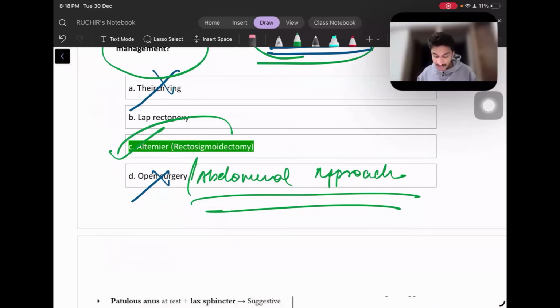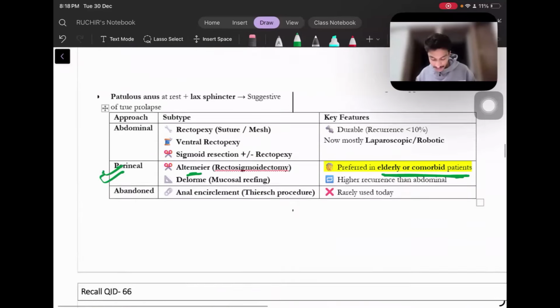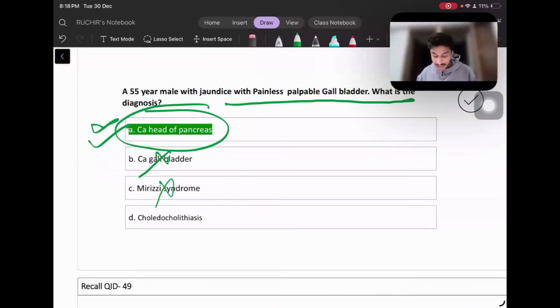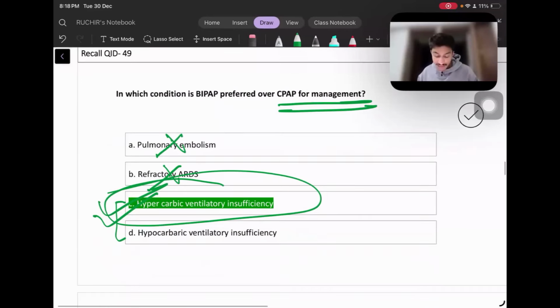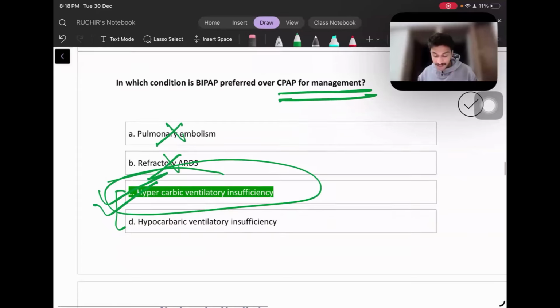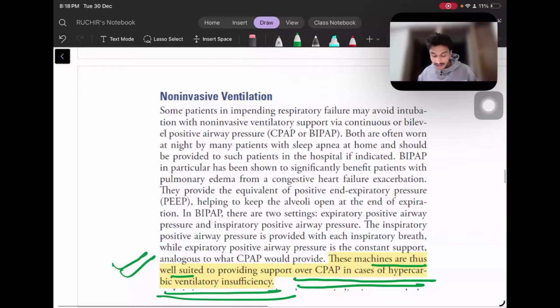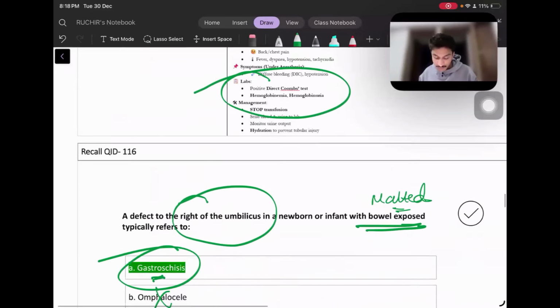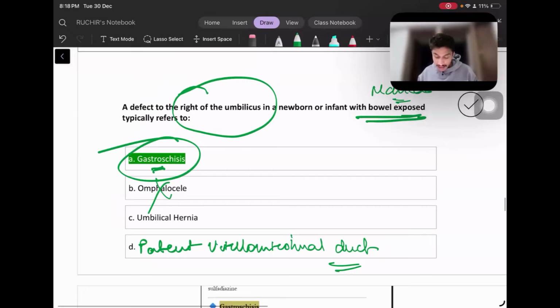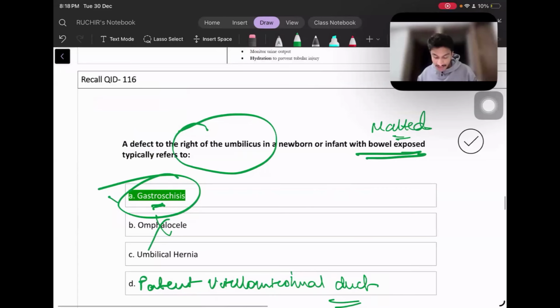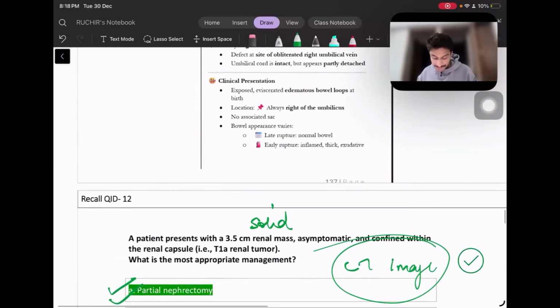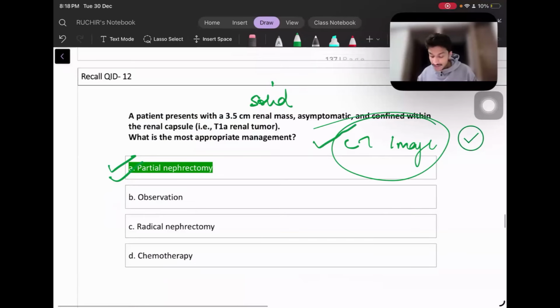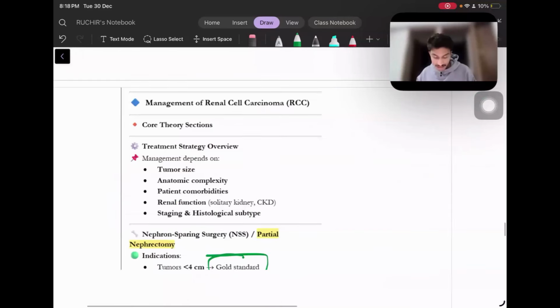Answer is Altemeier's rectosigmoidectomy. Then you have painless jaundice with palpable gallbladder, classical Courvoisier's law, diagnosis carcinoma head of pancreas. BiPAP preferred over CPAP in hypercarbic ventilatory insufficiency. Hemolytic transfusion reaction: best test will be Coombs test. Right of umbilicus in a newborn or infant with bowel exposed or matted, that is gastroschisis. 3.5 centimeter solid renal mass, I think a CT image was given, but asymptomatic, confined to the renal capsule: best treatment is partial nephrectomy.